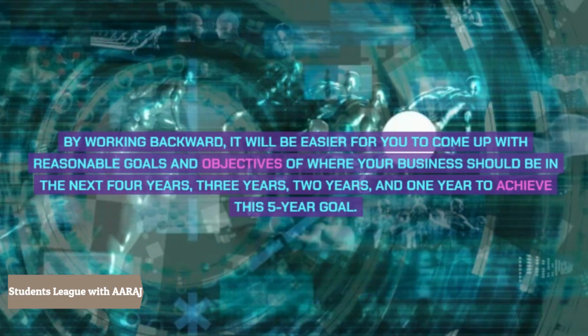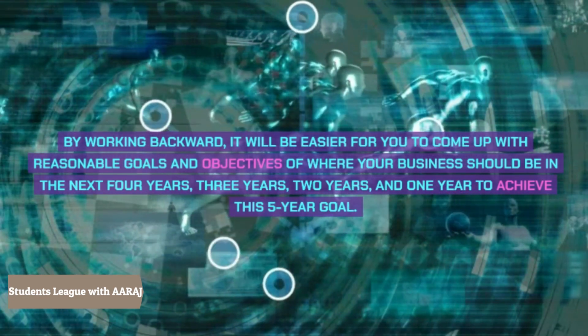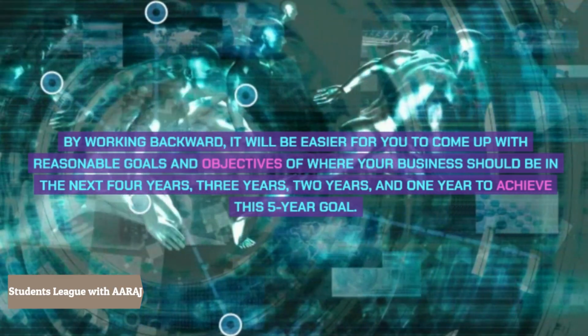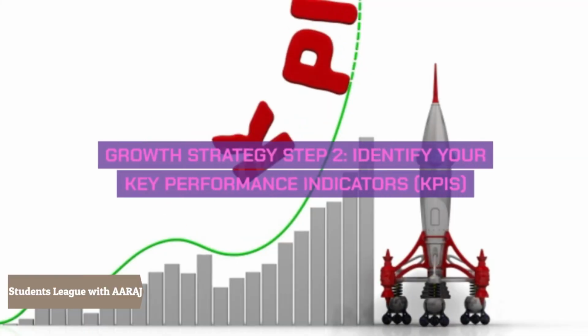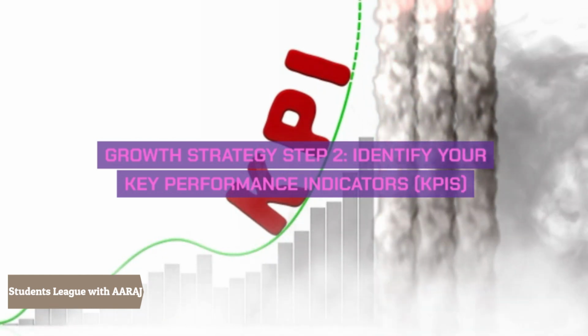By working backward, it will be easier for you to come up with reasonable goals and objectives of where your business should be in the next 4 years, 3 years, 2 years, and 1 year to achieve this 5-year goal. Growth strategy. Step 2. Identify your key performance indicators, KPIs.